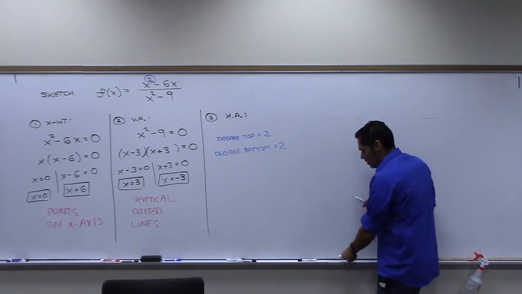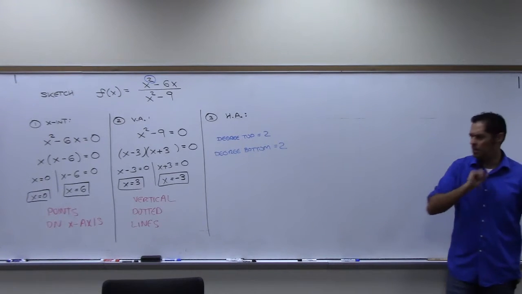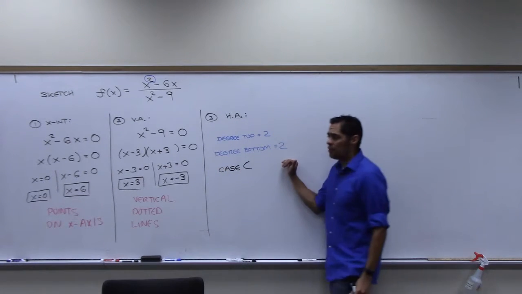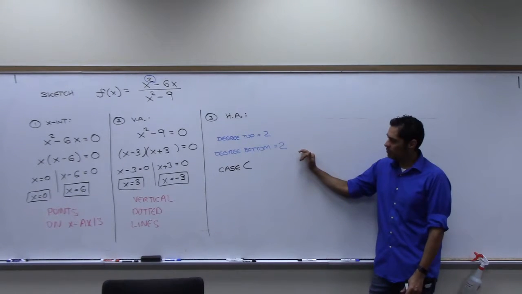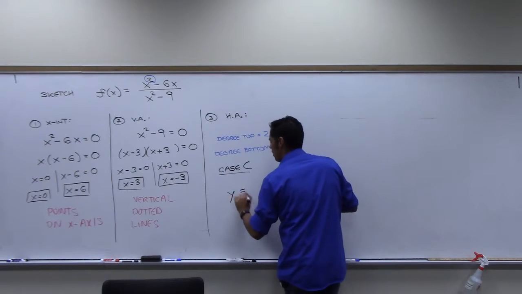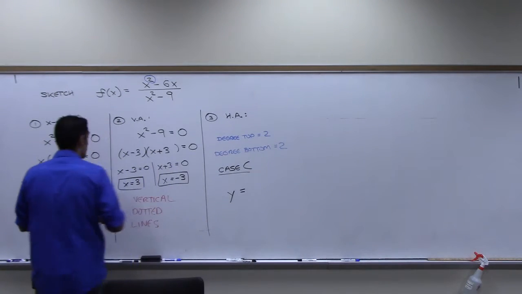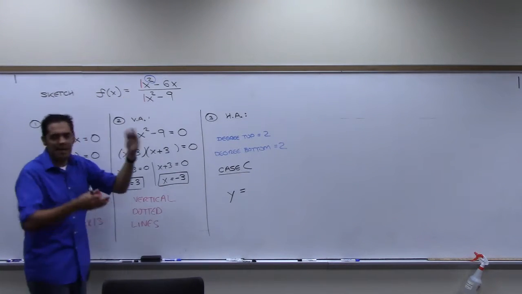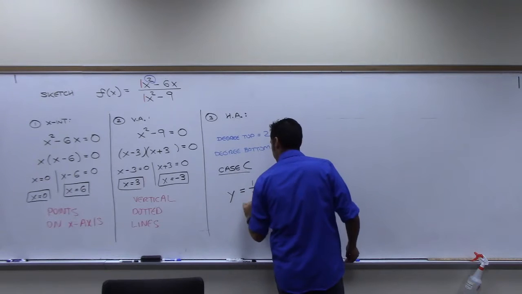So when we compare these, if these two are the same, we're in case C. Does anybody have any questions on how I determine we're in case C? No? Since we're in case C, it says y equals the leading coefficient of the top over the leading coefficient of the bottom. What's the leading coefficient of the top? 1. What's the leading coefficient of the bottom? 1 again. This is our first problem, so I made it nice and everything's going to work out clean. This is 1 over 1, which is just 1.